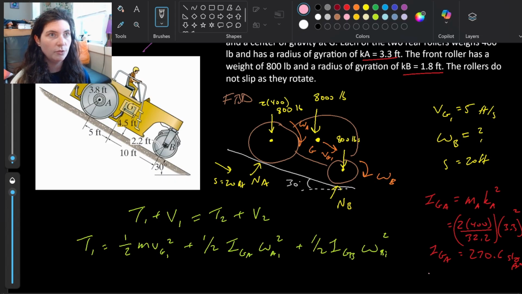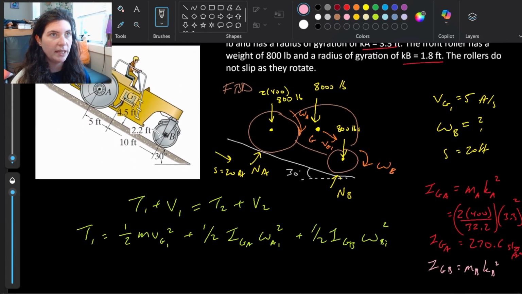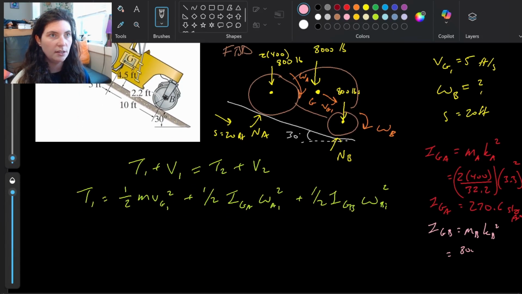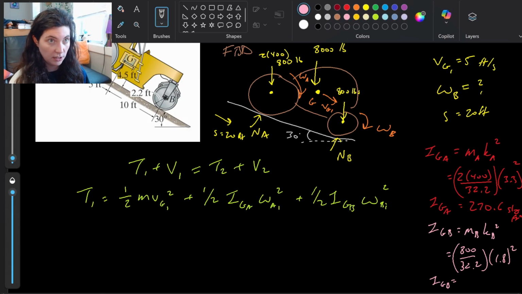And I can do the same for IGB equals MB KB squared. My KB is 1.8. So that's 800 over 32.2 times 1.8 squared, which gives me IGB of 80.5 slug feet squared.